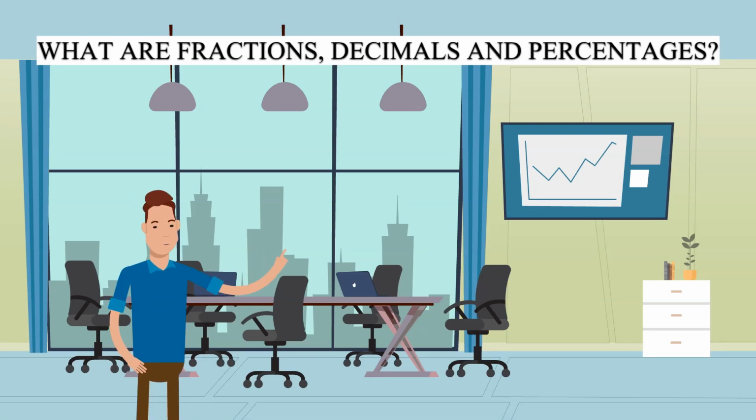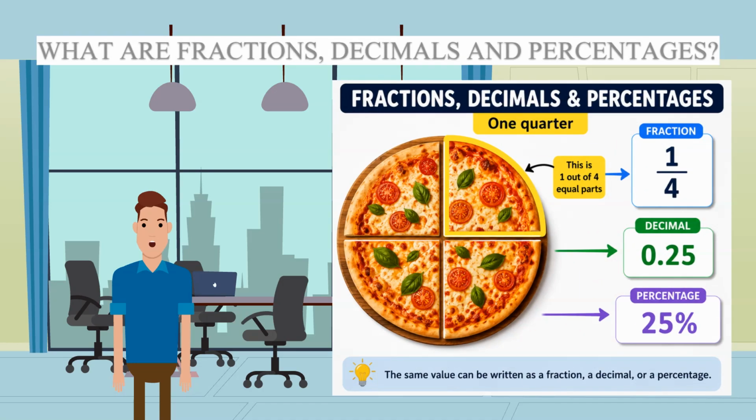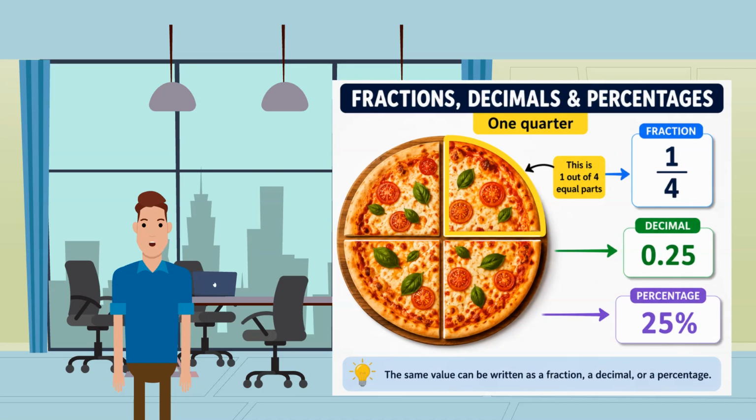Fractions, decimals, and percentages are simply different ways of expressing the same value. For example, 1/4 can be written as 1/4, 0.25, or 25%. All three mean exactly the same thing. Being able to switch between these forms is an essential exam skill.